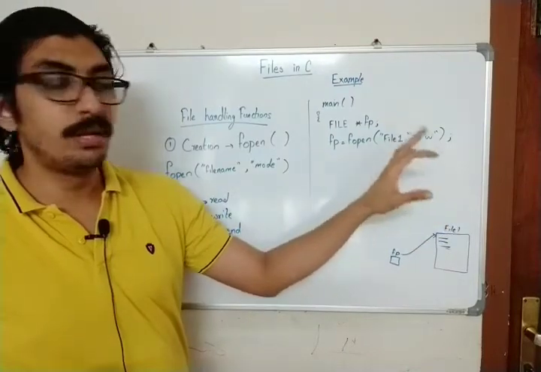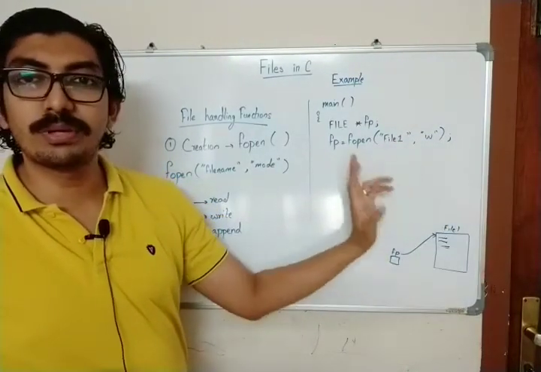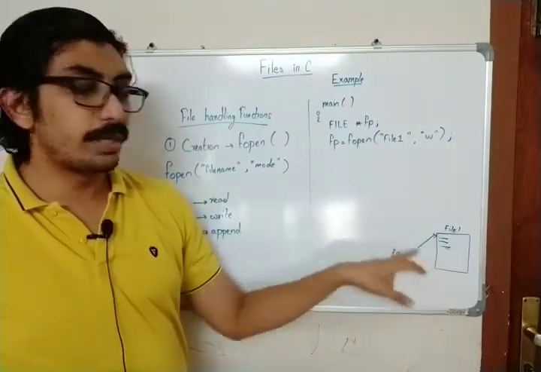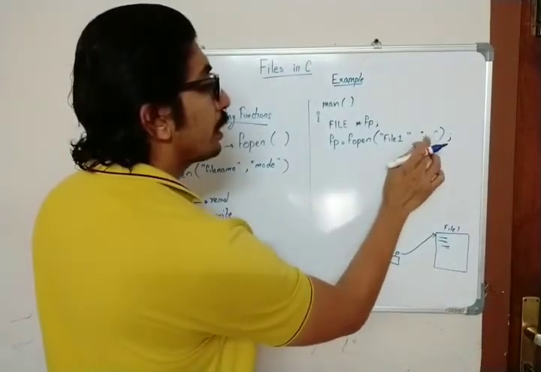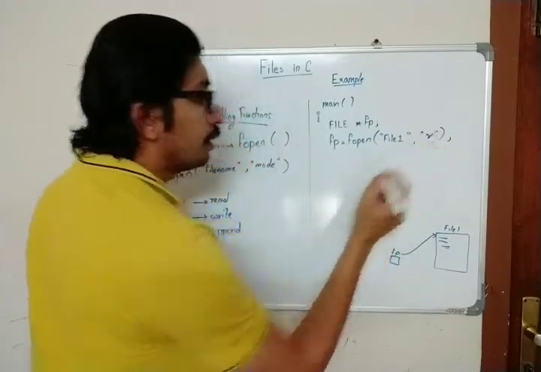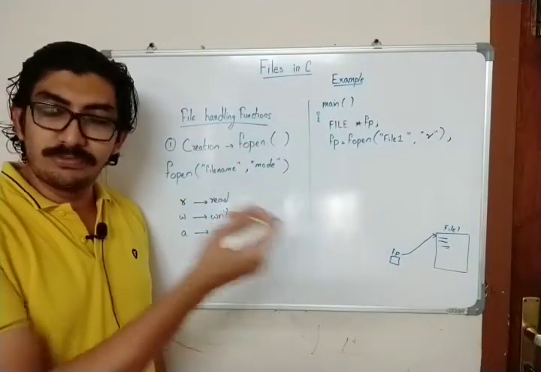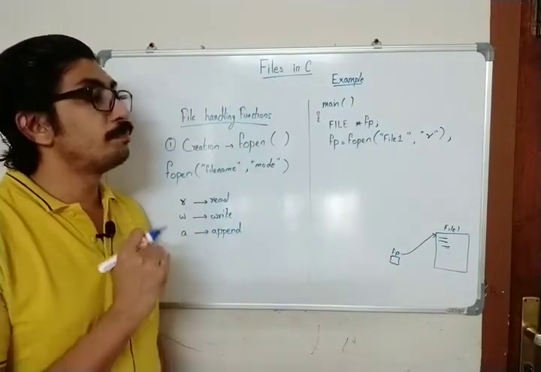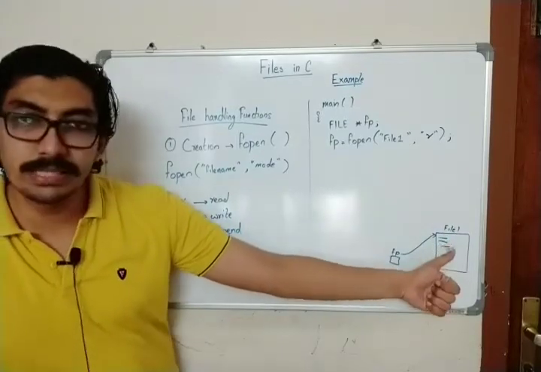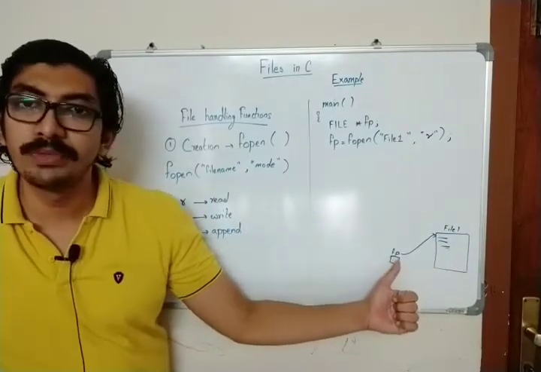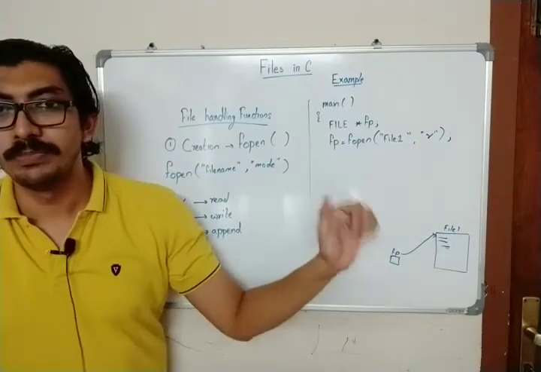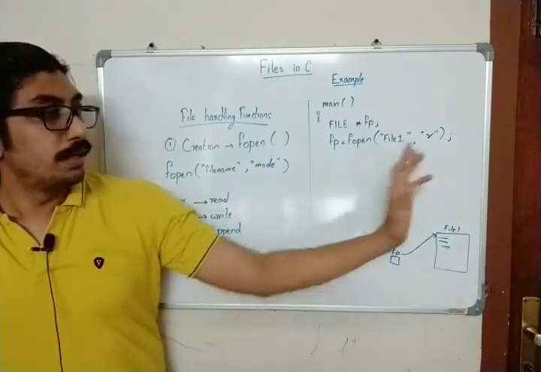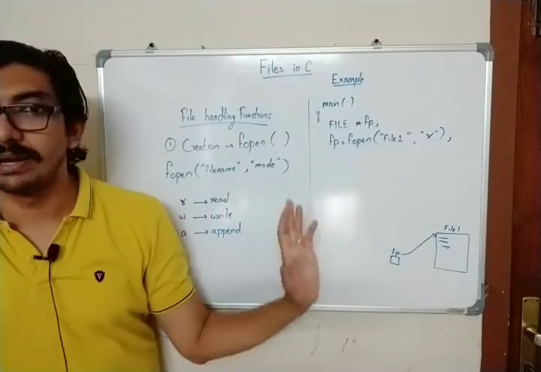Suppose you are opening an existing file in write mode and you try to write, the already existing content will be lost. Now another mode is read mode. The purpose is to read data from the file. If the file is existing, it will return the pointer, and if that file is not existing, it will return a null. So it is not going to create a file. If the file is not present, it will return a null.